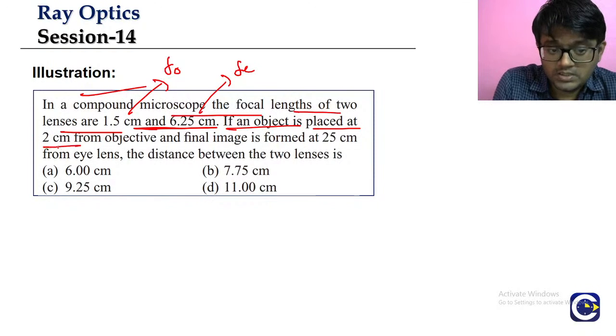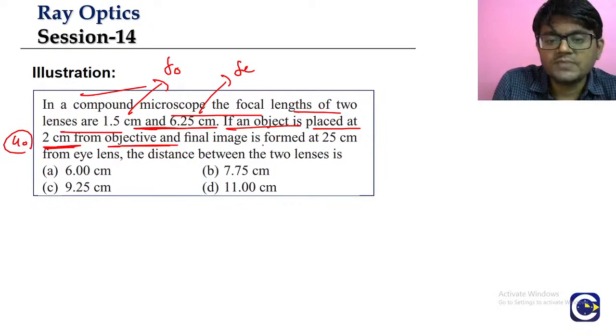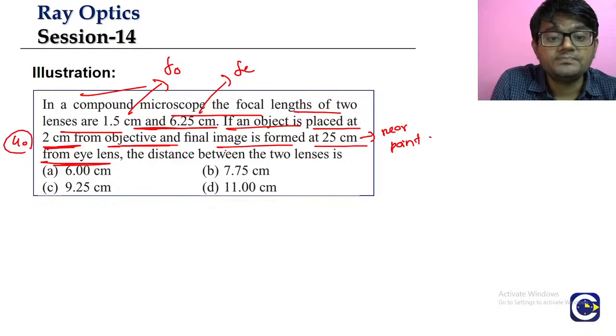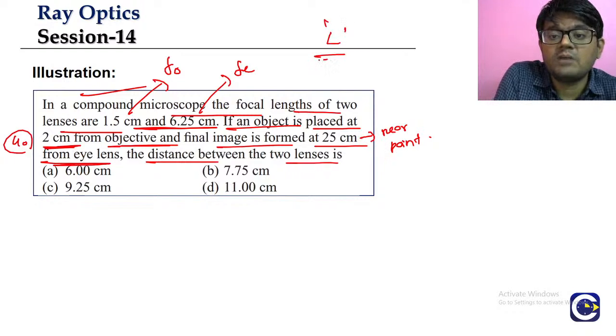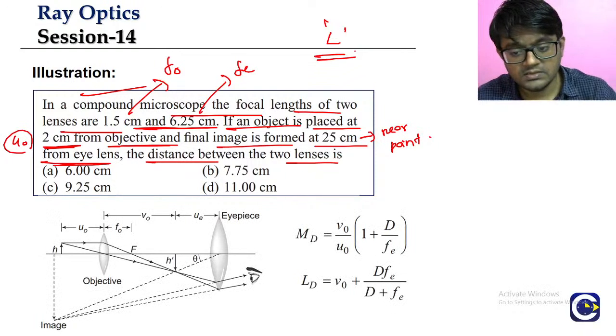If an object is placed at 2 centimeter from the objective, this is UO. The final image is formed at 25 centimeter from the eye lens, which means this is the near point condition. The distance between the two lenses, meaning they are asking us the length of the compound microscope.